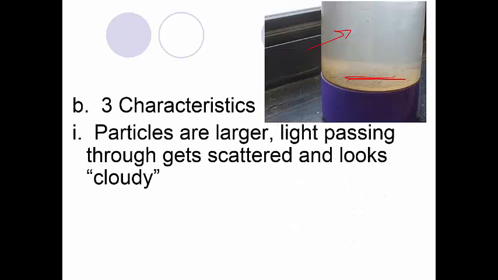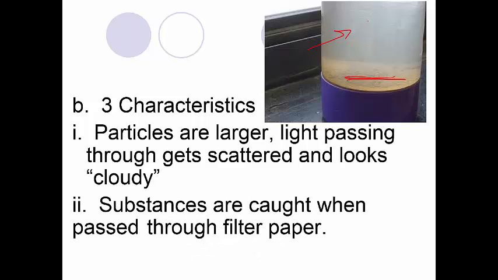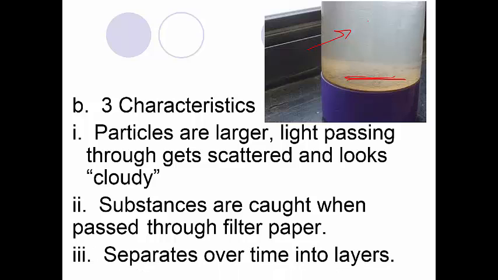So if we go through our three characteristics, if we were to pass light through here, we wouldn't be able to see it straight through. It would get scattered. It looks very cloudy. If we were to take filter paper and dump that container into the coffee filter, it would catch the larger particles. And over time it does separate into layers, at least 2 layers, sand maybe on the bottom and then the water on top.